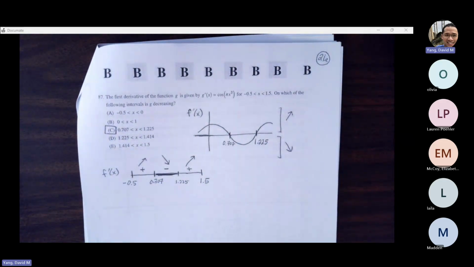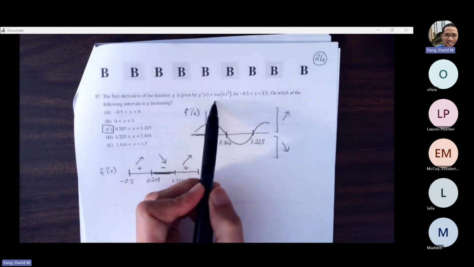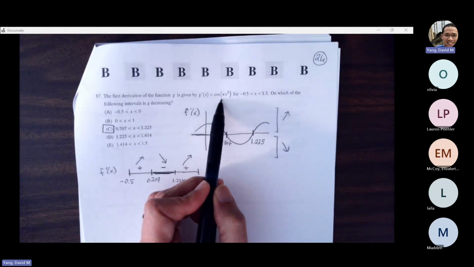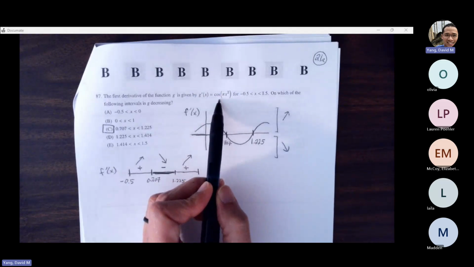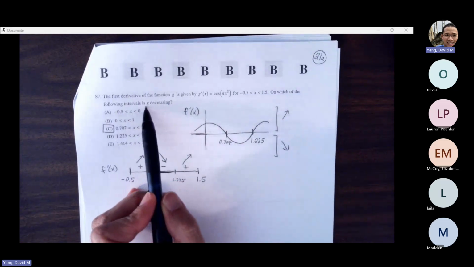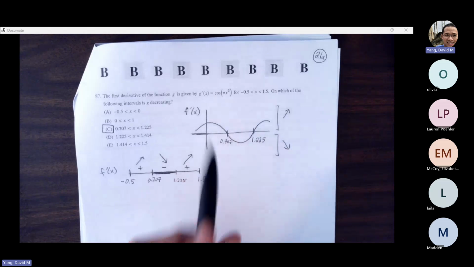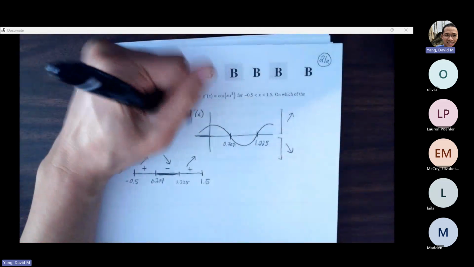Page 21, number 87. A G prime graph is given to you. If we put that in the calculator, we're looking to see where the G graph is decreasing. So G graph decreasing would be where, sorry, I meant to write G prime here.